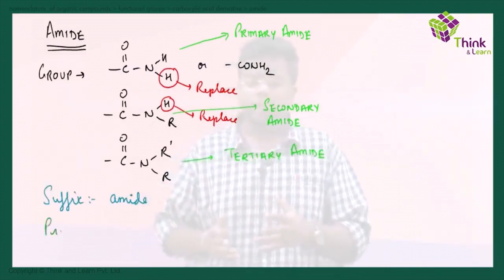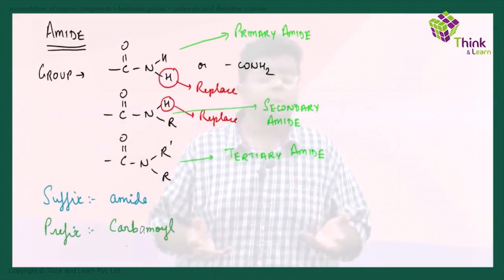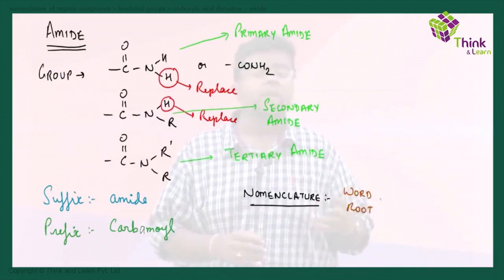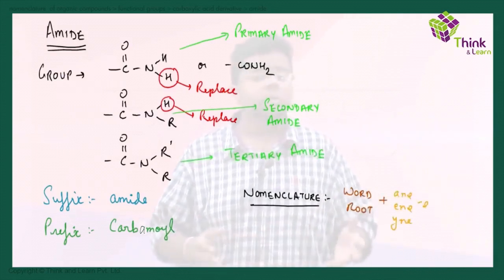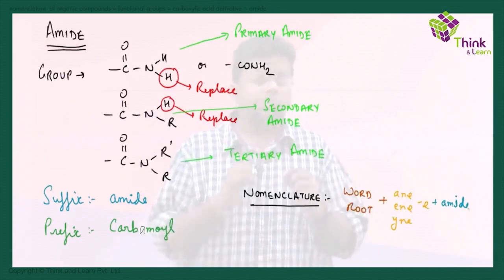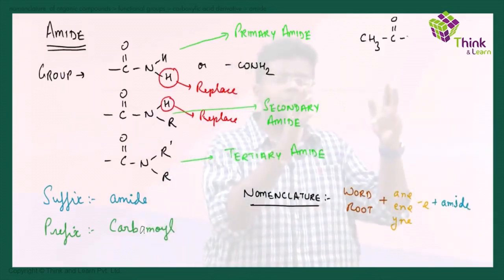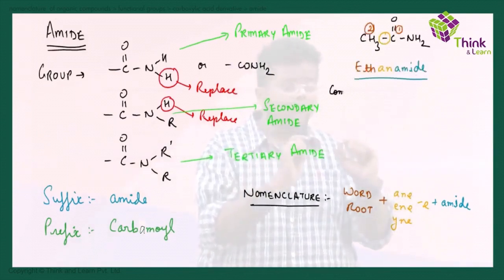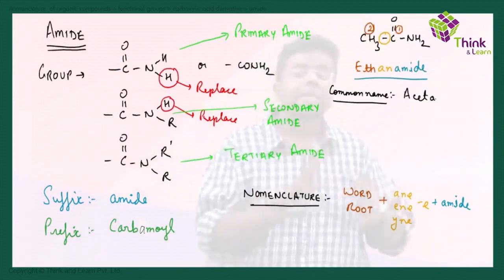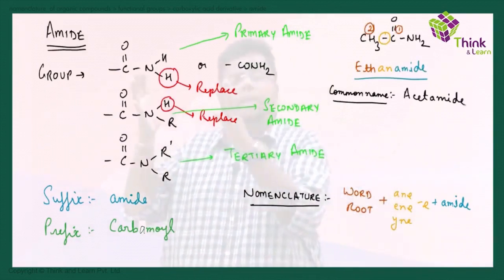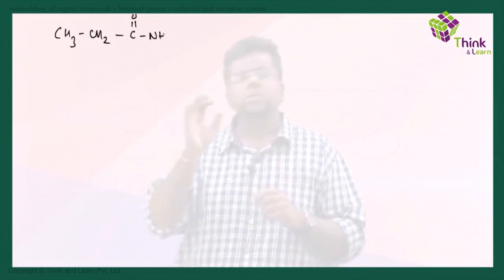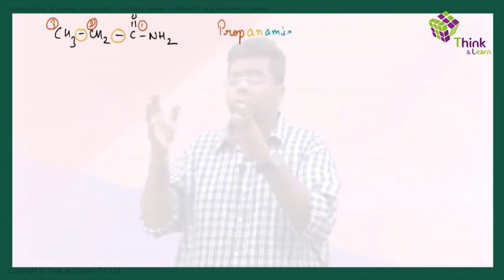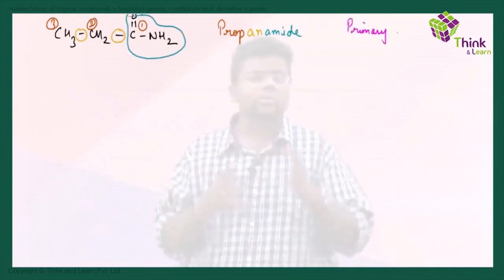So the suffix will be amide and the prefix would be carbamoyl. For the nomenclature part, again, the same thing: word root plus ane, minus e, plus amide. Simple, right? Now, let's take one example. I have an example over here such as this, CH3CONH2. So the name becomes ethanamide. The common name, which is important, is acetamide. Now, if I take one example over here, such as this, it is a primary amide, right? This carbon is included in the word root, so the name becomes propanamide, and it's a primary amide.